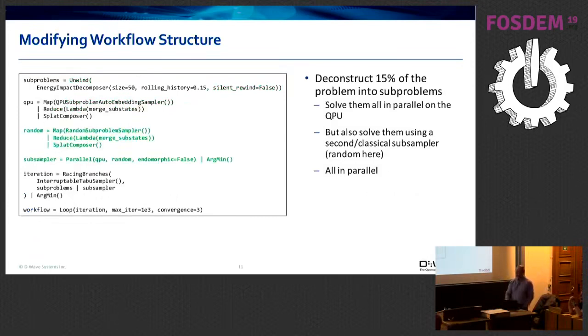Another extension, let's say, instead of just running QPU in parallel on all the subproblems at once, let's run maybe some other sampler, maybe simulated annealing, maybe just try random variables, random values, so we might escape the local minimum like that. And then you see the subsampler is defined as a parallel execution of QPU, and in this case a random subsampler, in the workflow.